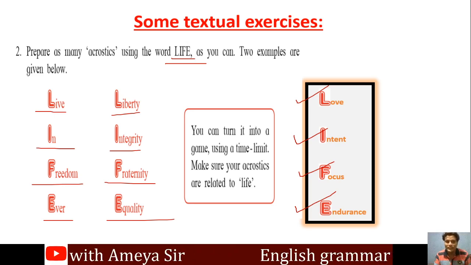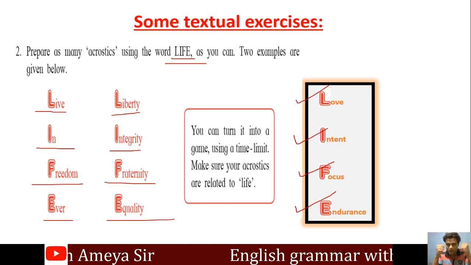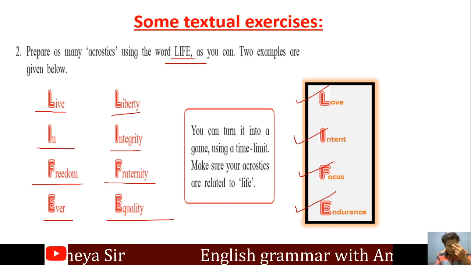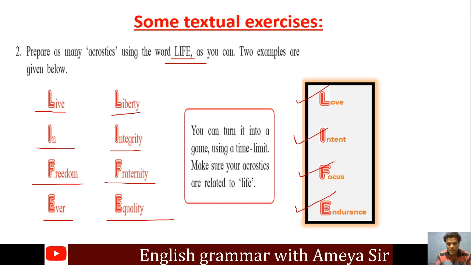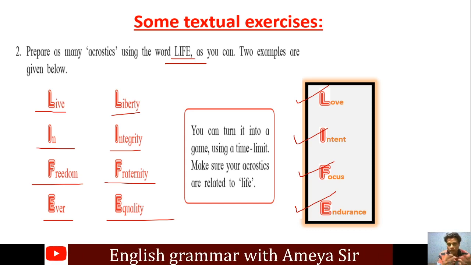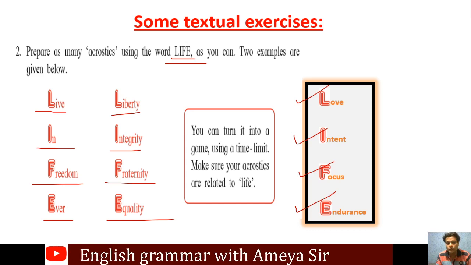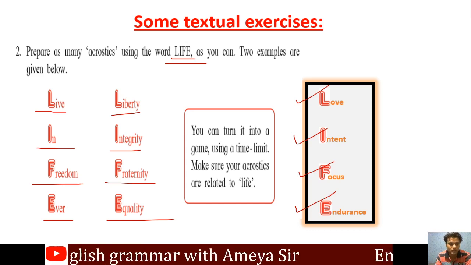The next one is intent. There should be a strong intent why you do things. There must be great focus if you want to achieve things, and there must be endurance. There must be this persistence, then only you can achieve whatever you want to achieve in life.